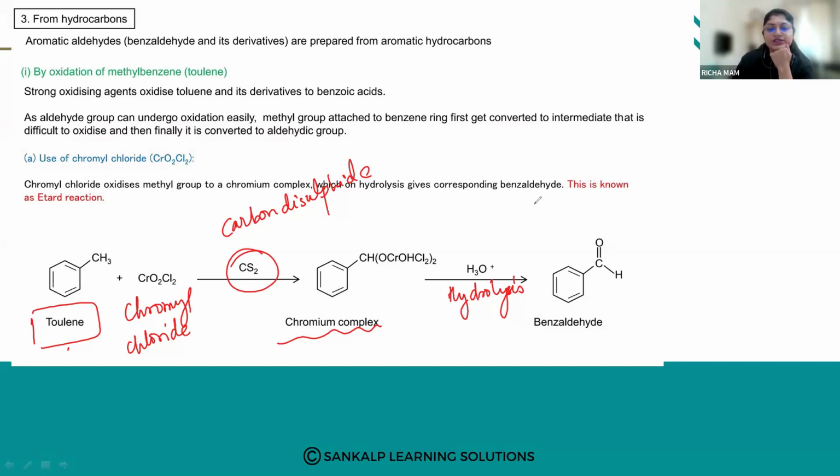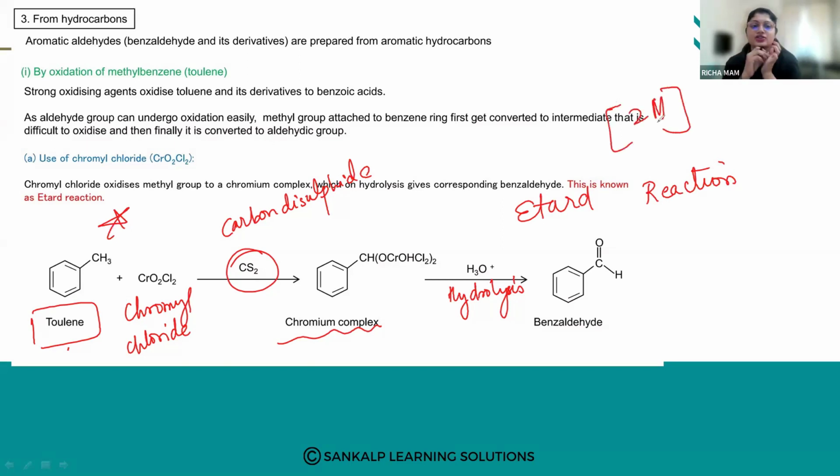So this particular name reaction is called the Etard reaction. This is another important name reaction. Mark this as important again. 2 marks: explain Etard reaction. Etard reaction is done only on methyl benzene. We take toluene and treat it with chromyl chloride in the presence of carbon disulfide to give a chromium complex. This chromium complex will undergo hydrolysis to give benzaldehyde.